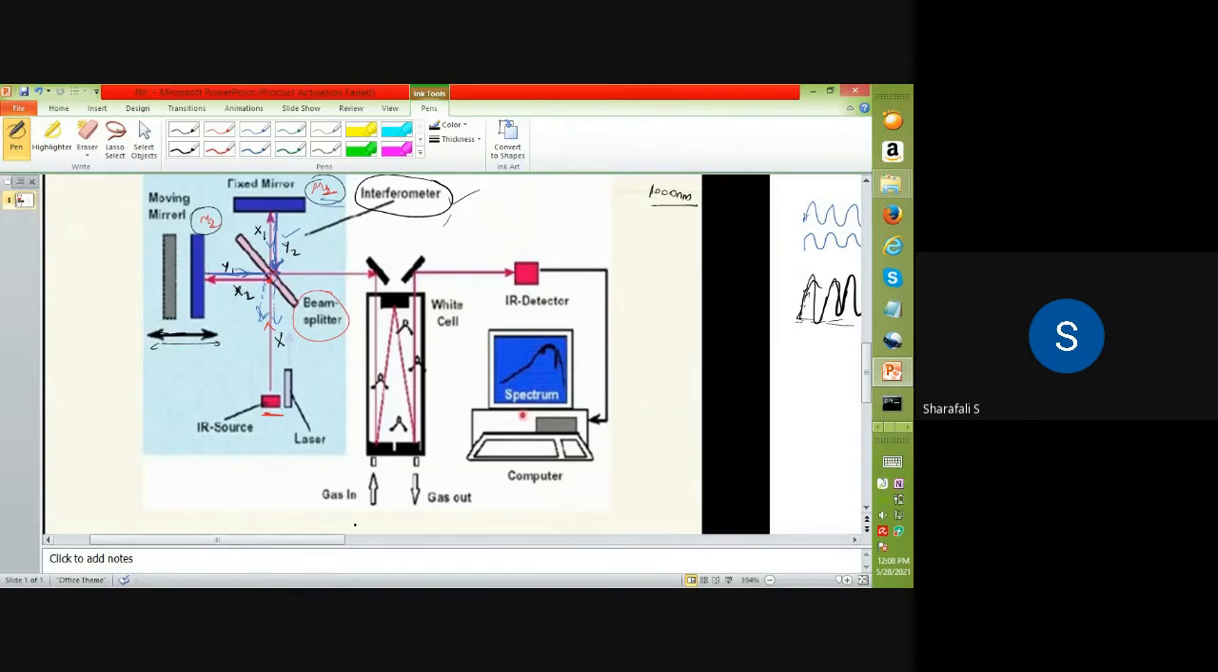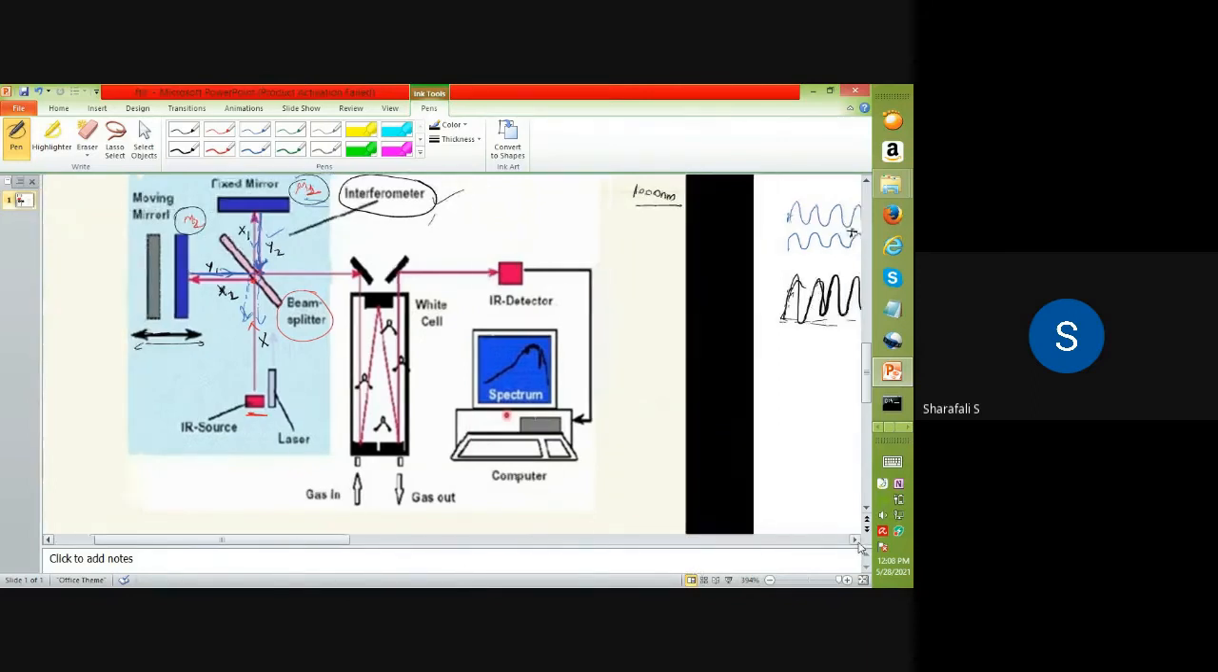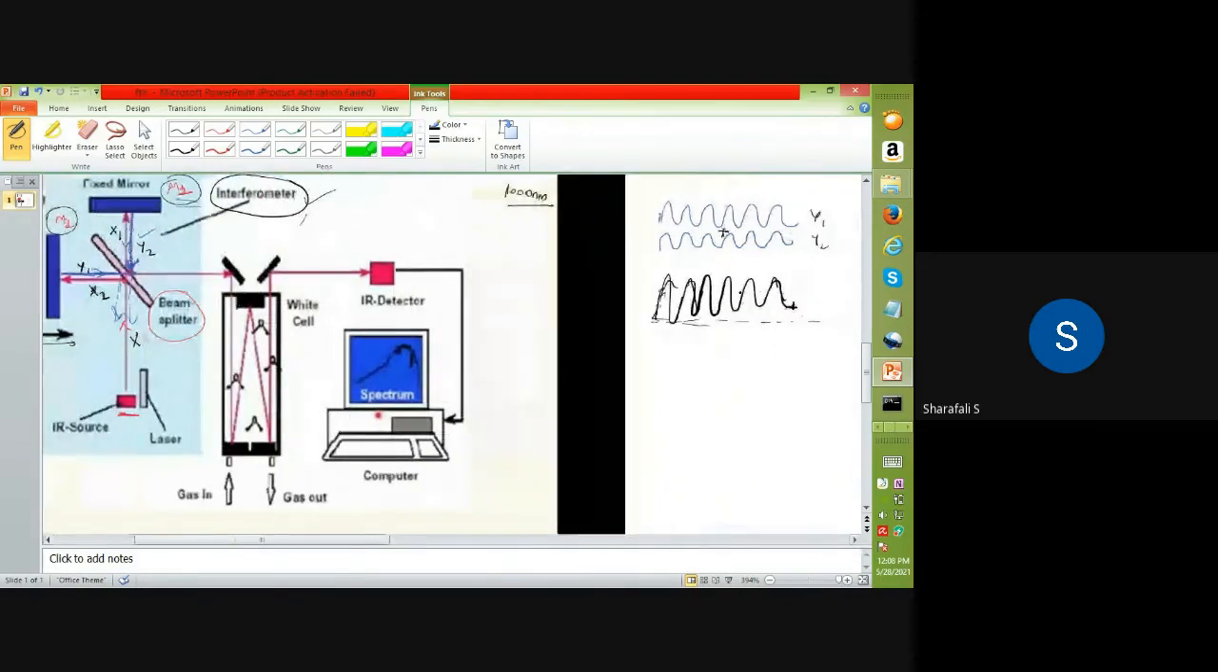Y1 radiation will see some path difference. Initially, you have both Y1 and Y2 in phase because there is no path difference. The distance from beam splitter to M1 and to M2 is the same, so there's no path difference in the interferometer. So both will constructively interfere, and we get a very high intensity.